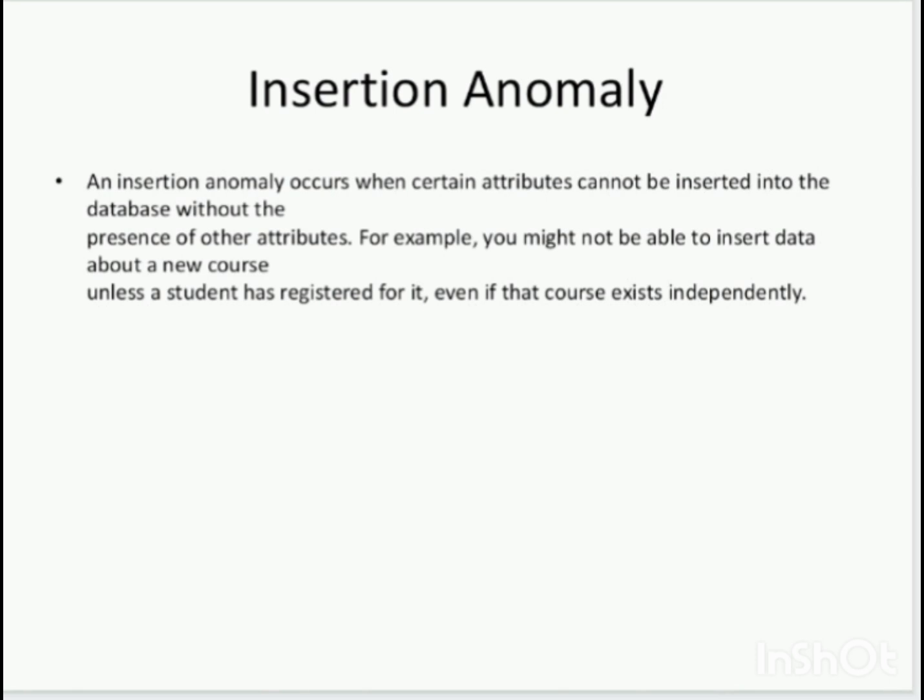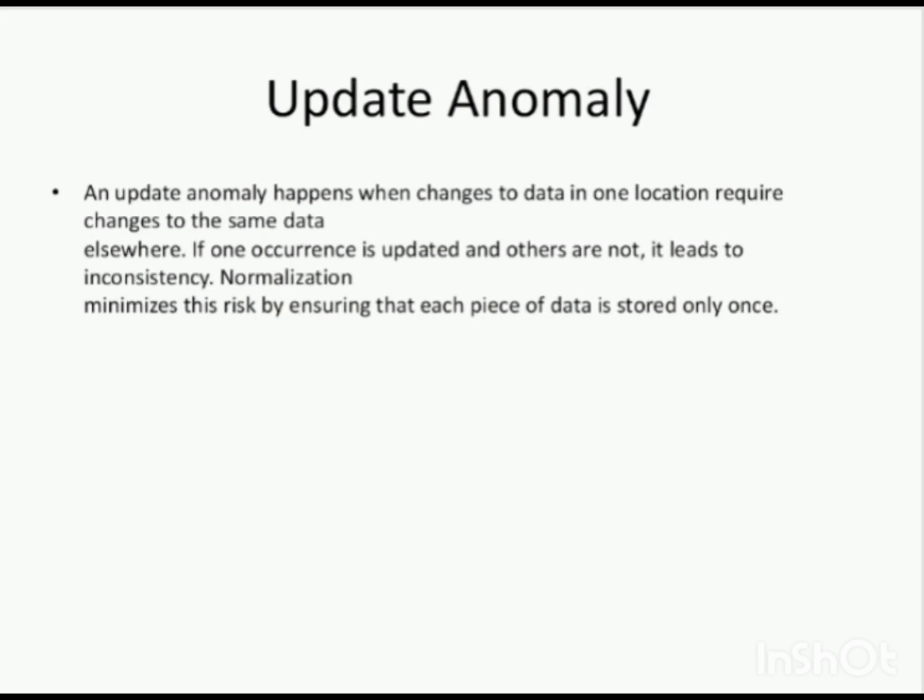Next, update anomalies. Update anomalies happen when a change to data in one location requires the same data to be changed elsewhere as well. If one is updated and the other is not, it leads to inconsistency. Normalization minimizes the risk by ensuring that each piece of data is stored only once.